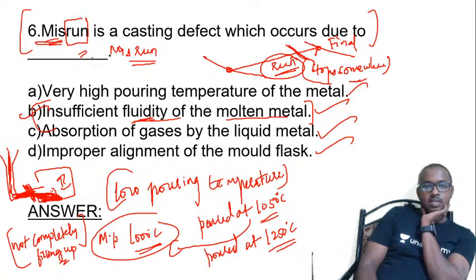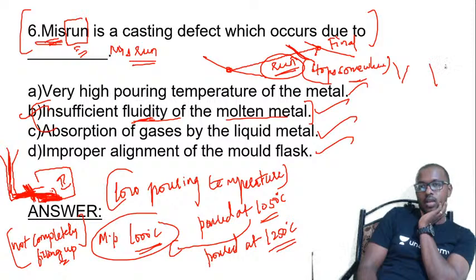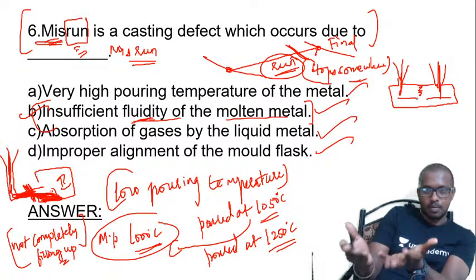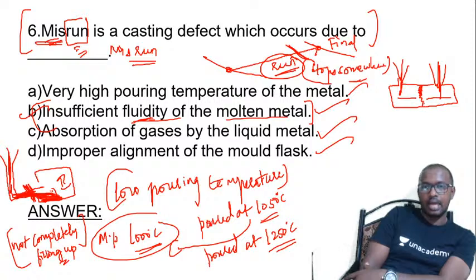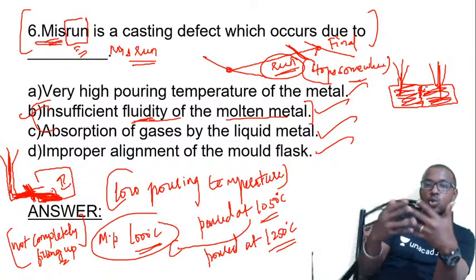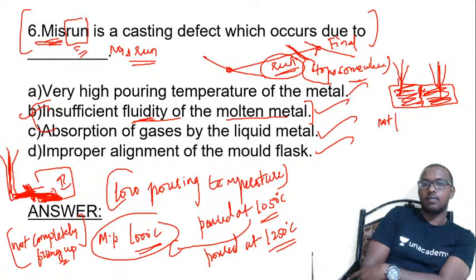That's what we call a misrun, sir. But cold shut is all about, particularly during a step gating system, where more than one gating system is available. Metal is poured here, and they do not fuse with each other. They don't literally mix up. There is a line available. It's like, "Hey, I am poured from here, I am poured from here, let us not fuse together," not fusing within each other.